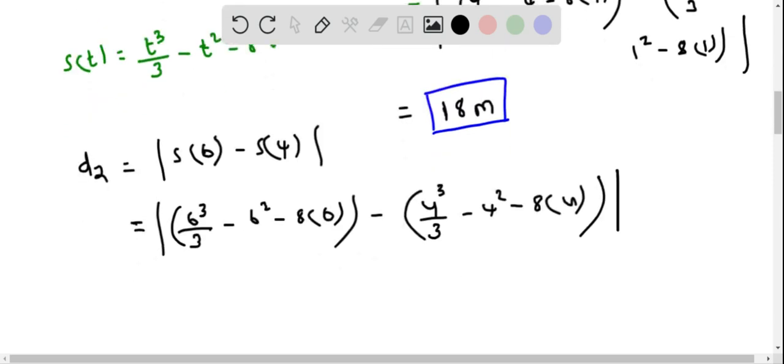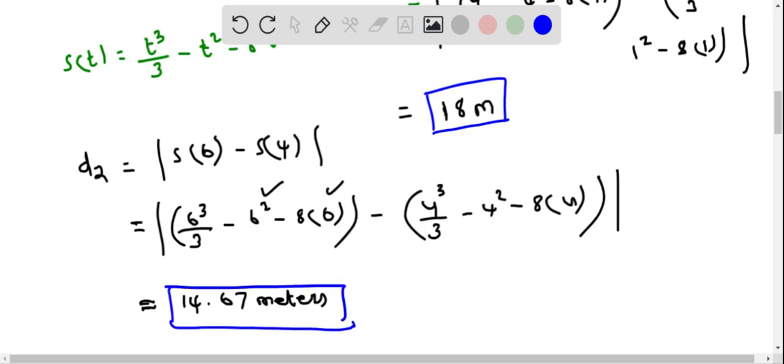Once again, we can use the calculator. We simplify these numbers, that is, 6 squared is 36 and 8 times 6 is 48, which we already did in part A. After we calculate this using the calculator, we approximately get 14.67, and this is in meters. So this is the distance traveled by the particle from t equal to 4 to 6 seconds.